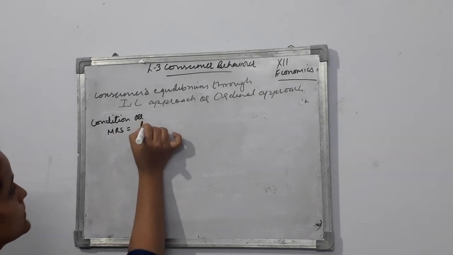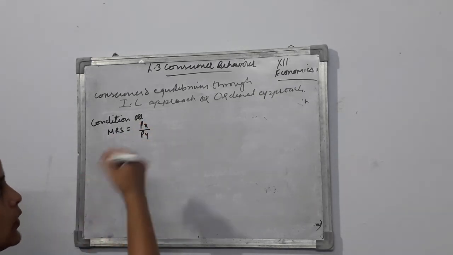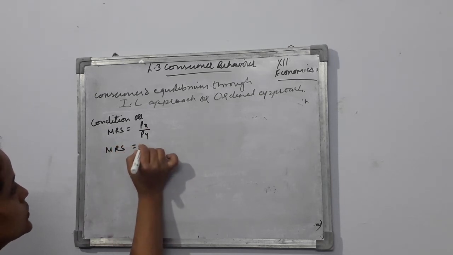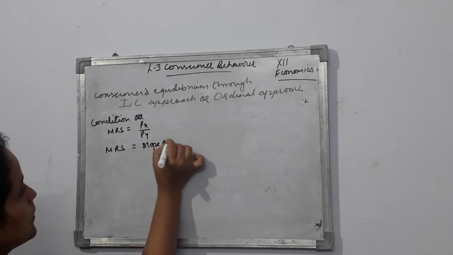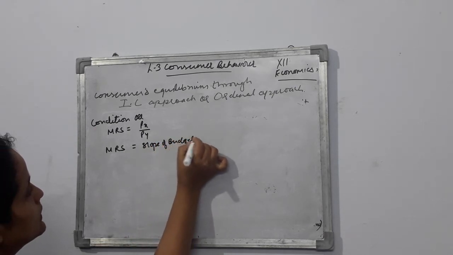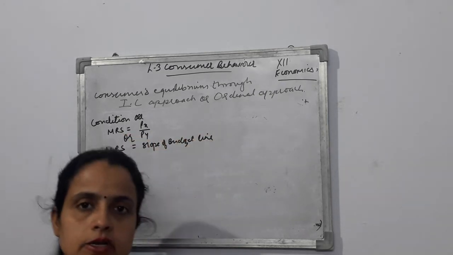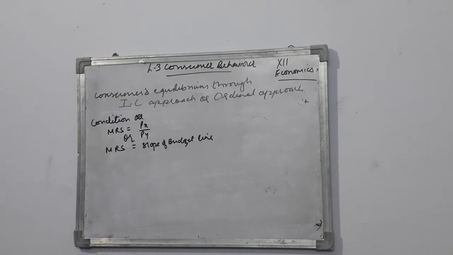MRS should be equals to Px upon Py. Or if you say, marginal rate of substitution should be equal to slope of budget line. This is the condition for consumers equilibrium. Right, children? You can just look what is the condition. This is the condition for consumers equilibrium. Okay?